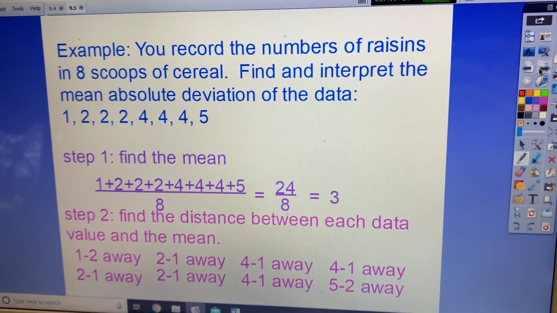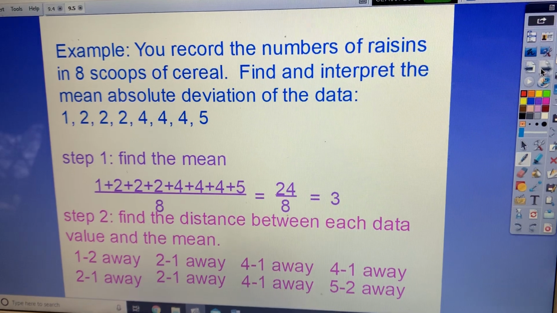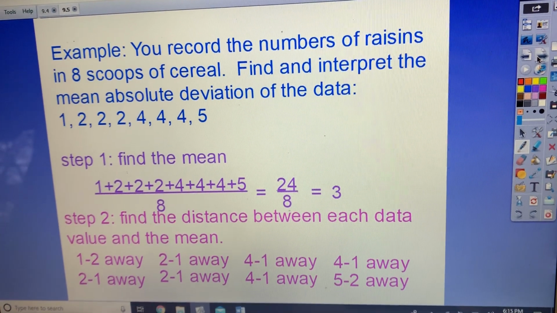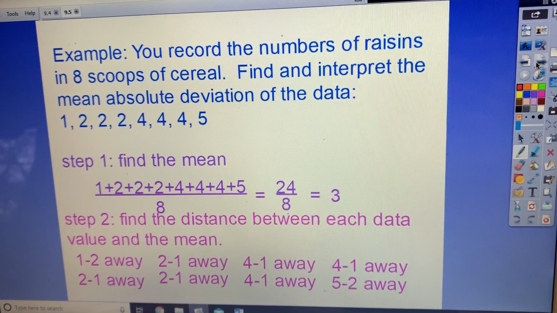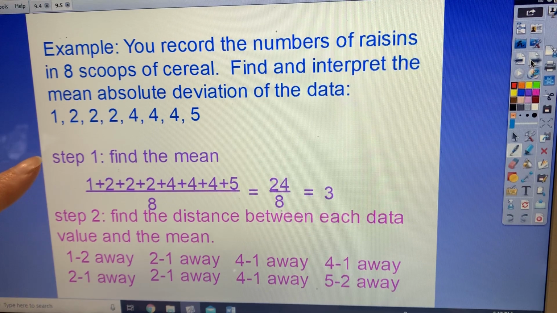All right, so let's try it. Here's the example. It says you record the numbers of raisins in 8 scoops of cereal. So maybe this is a cereal like Raisin Bran. It says find and interpret the MAD, or mean absolute deviation, of the data. So I put these in numerical order for you already.